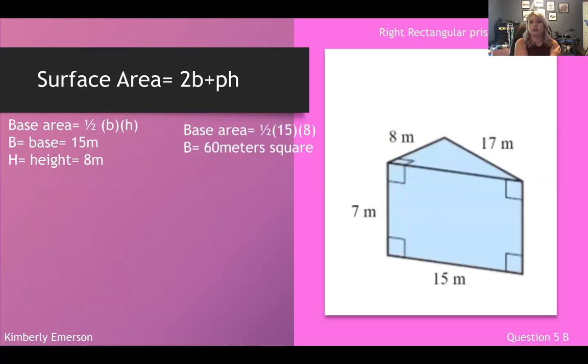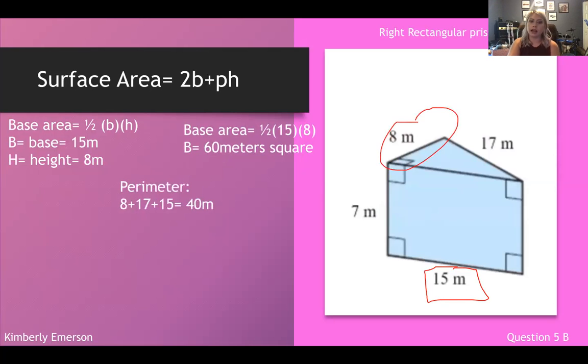So base area is 1/2 times B for base, which is 15. We see that this is our base down here, just 15, times the perimeter. And if we were to add all these sides up, we would add them all up, and then we multiply by our height. So doing all that together, B would equal 60 meters squared.